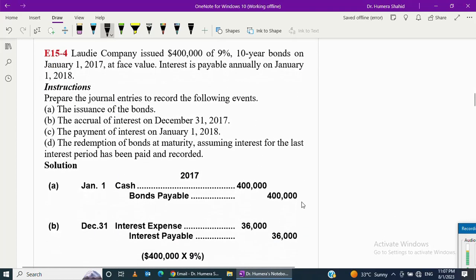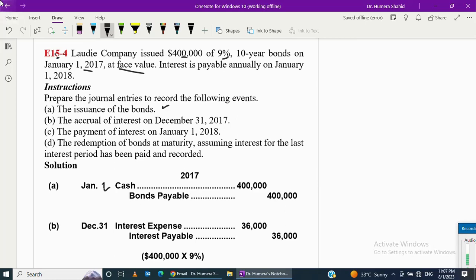Let's move on towards exercise number 15-4. Lodi Company issued $400,000 9% 10 years bond on January 1st 2017 at face value. Again face value. Interest is payable annually on January 1st 2018. So number 1, prepare the journal entry for the issuance of the bond. When the bonds are issued, we get 400,000 cash, so cash gets debit and bonds payable gets credit, 400,000.